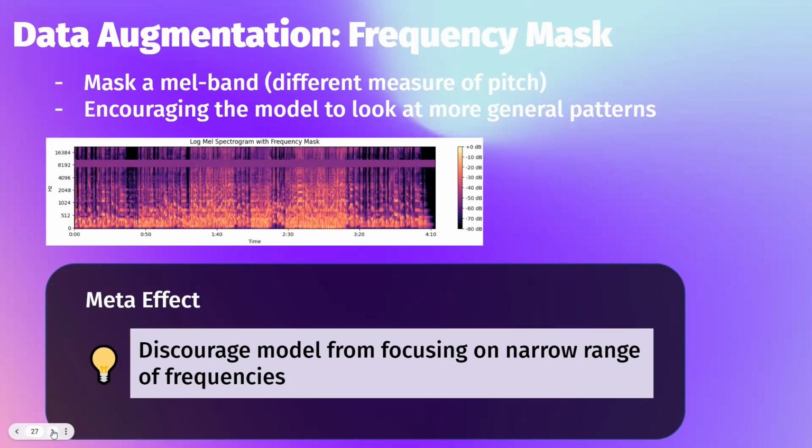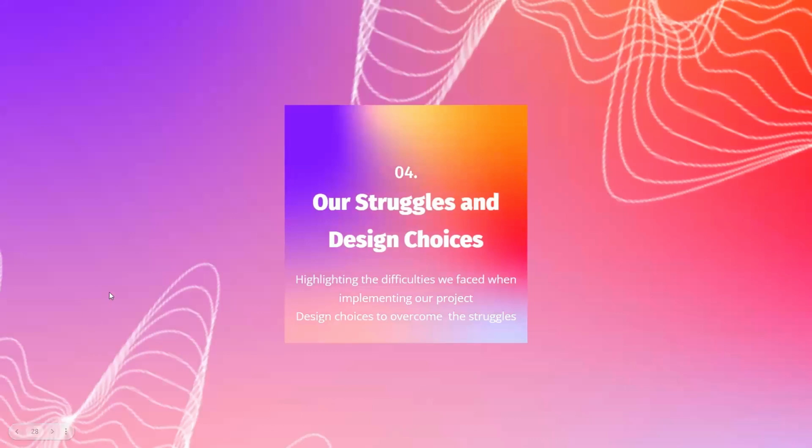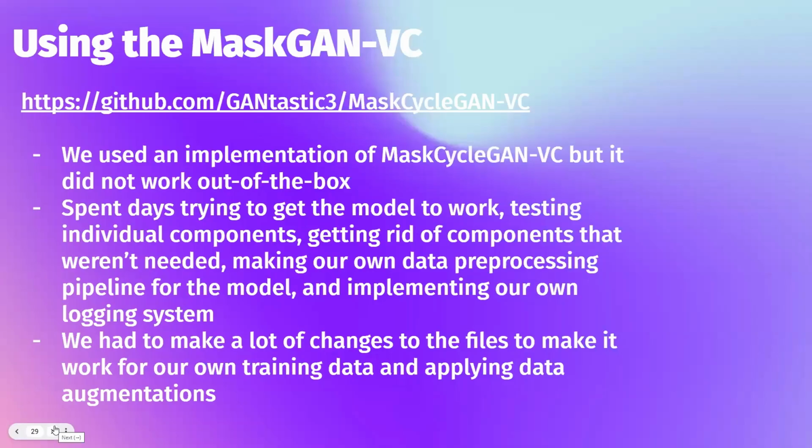Okay, let's get into our struggles and design choices. And let me tell you, we had a lot of struggles in this project. First, we're using the Masscan VC. We asked the TA if we can use an existing implementation of Masscan VC, and we did use an existing implementation, but it didn't work out of the box. We had to make so many changes to the files to make it work for our own training data and have the ability to apply the data augmentations that we wanted to.